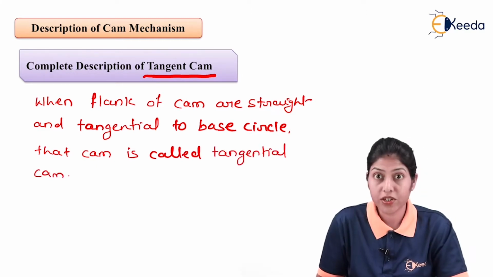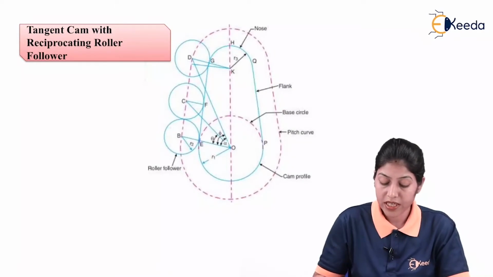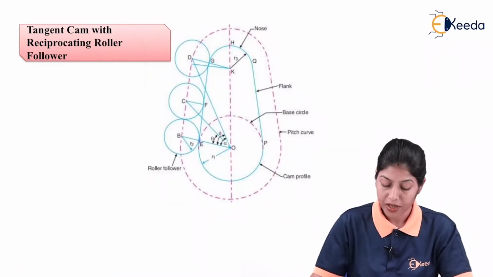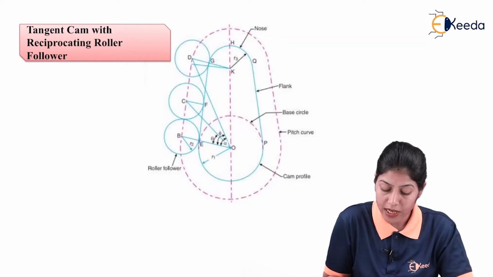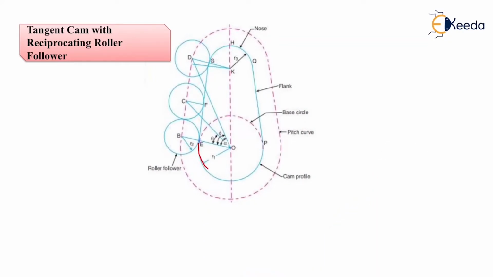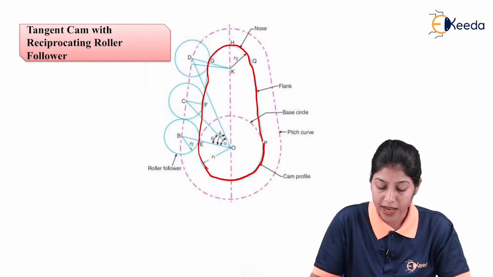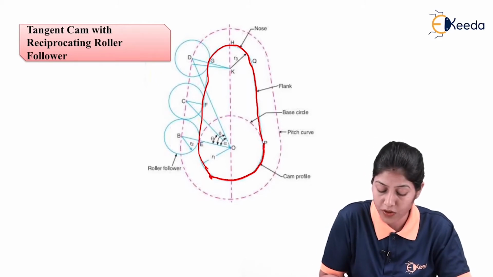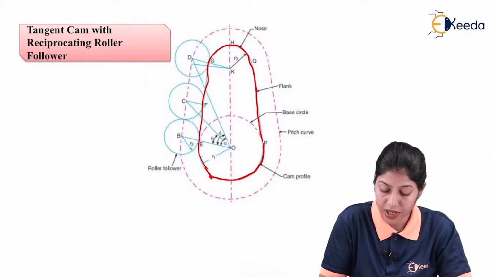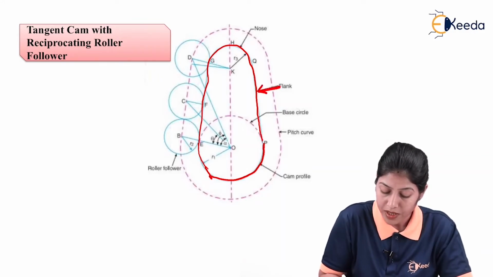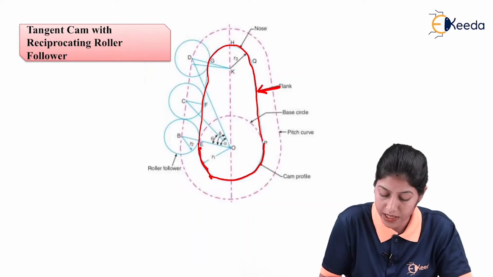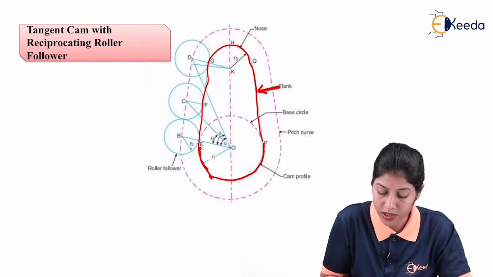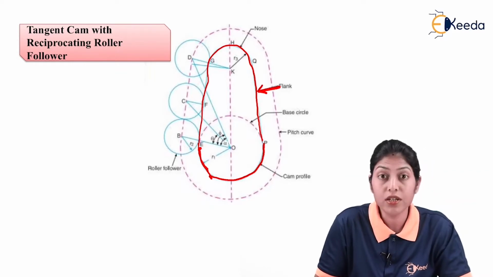So this is the definition of tangential cam, and here you can see the diagram of the tangential cam. This is the actual profile of the cam, which is the combination of curved surfaces and the straight lines. Straight lines are called flanks, and curved surfaces we can define in the form of circles. One is called the base circle and another is called the nose circle.